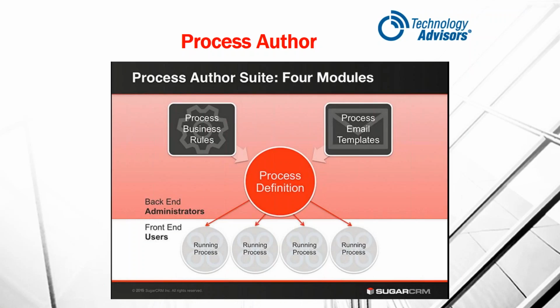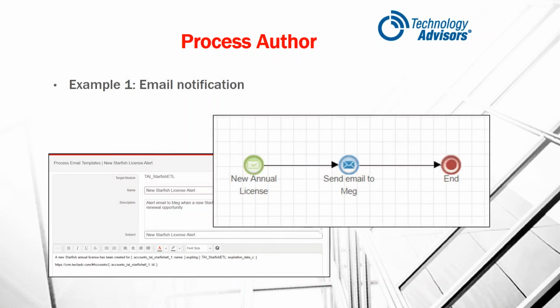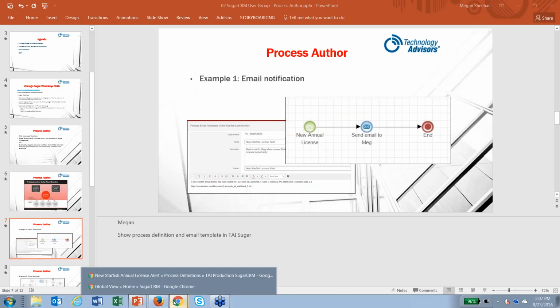So I'm going to go ahead and jump right into some examples. And we're going to start with something super simple and then build up in complexity from there. The first example is a process that we use internally. So this is actually built in our internal Sugar instance. And what we're doing with this process is we're sending out an email notification. So let me go ahead and bring up Sugar.